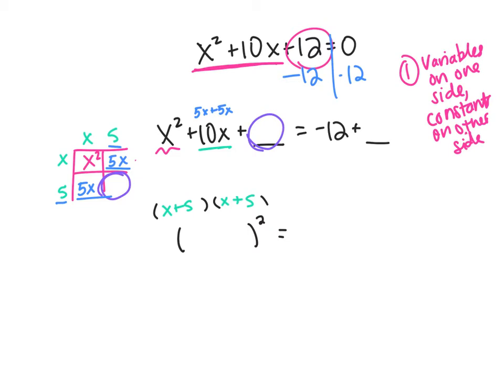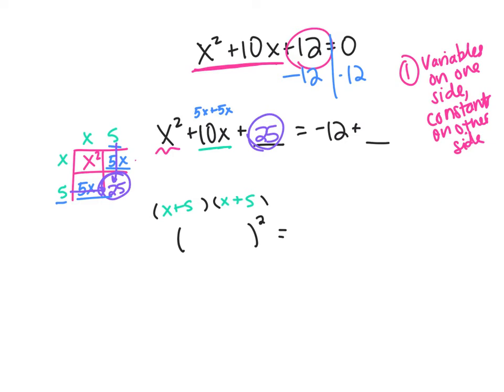So now we just have to figure out what goes in that purple circle. Well, if we look at our box, we multiply 5 times 5. That means we have 25. So if we have x squared plus 10x plus 25, that completes our box method over here on the left. And then the factors that give us that are x plus 5 and x plus 5. So we're kind of having to problem solve with our box method.